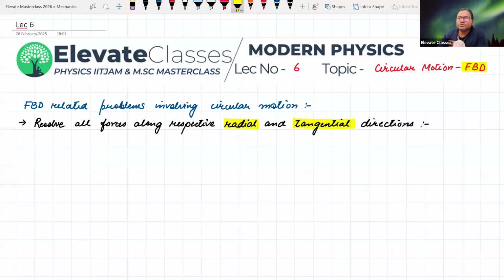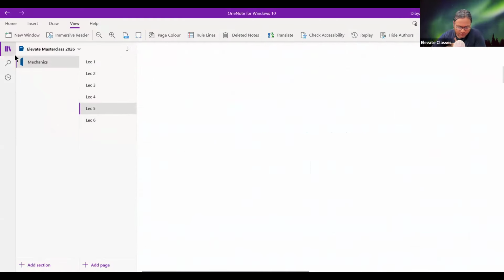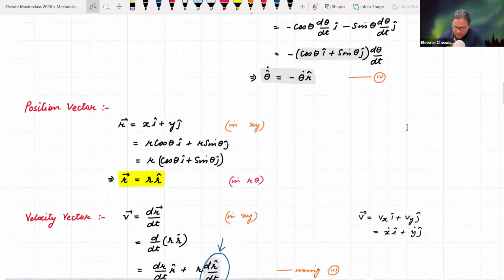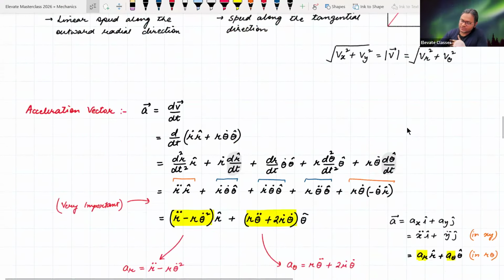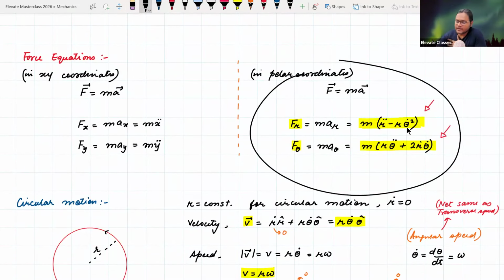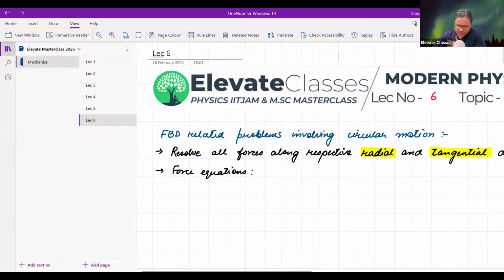But the question is, once you resolve the forces along radial and tangential directions, how do you write the force equations? Because if there are imbalanced forces or net forces, I need to write the force equations. If you remember from my previous class, I have derived the acceleration expression. And finally, I gave you these two expressions. These two expressions are very important. Okay, Fr is the forces along the radial direction. F theta is the forces along the transverse direction. So these two are the force equations.